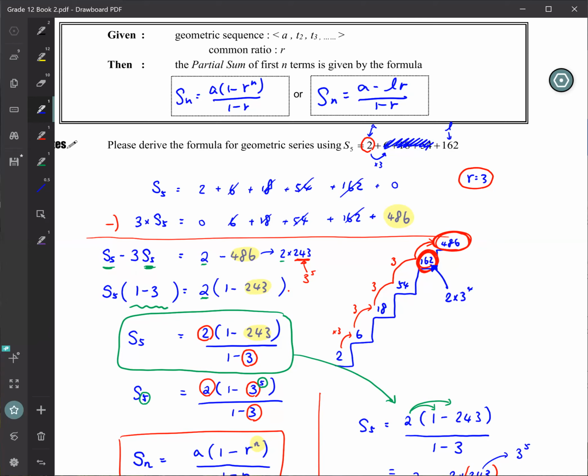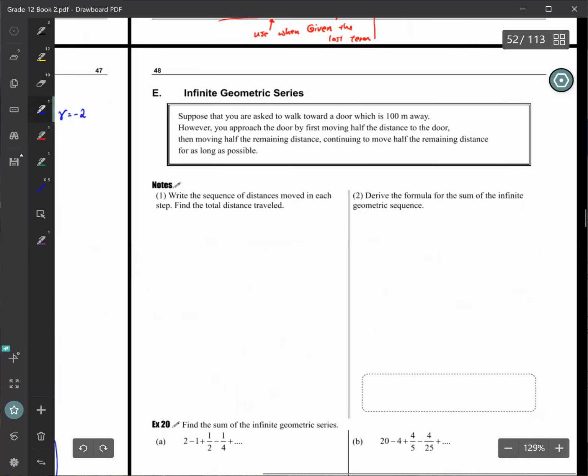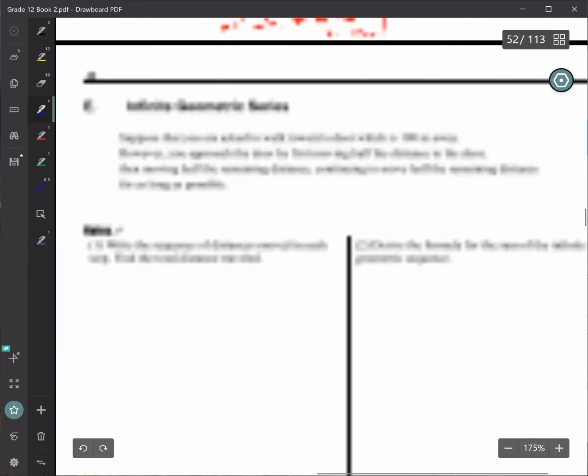Okay, so how are we going to find a sum if it goes on forever? So that's what this part is talking about, right? Seems like it's gonna blow up, right, as we move on. So let's look at a story here, okay, a scenario.